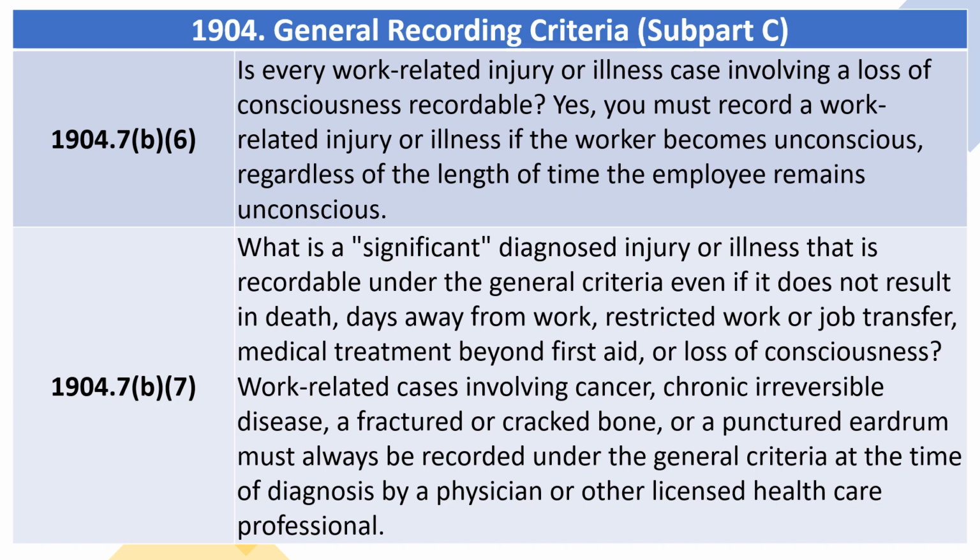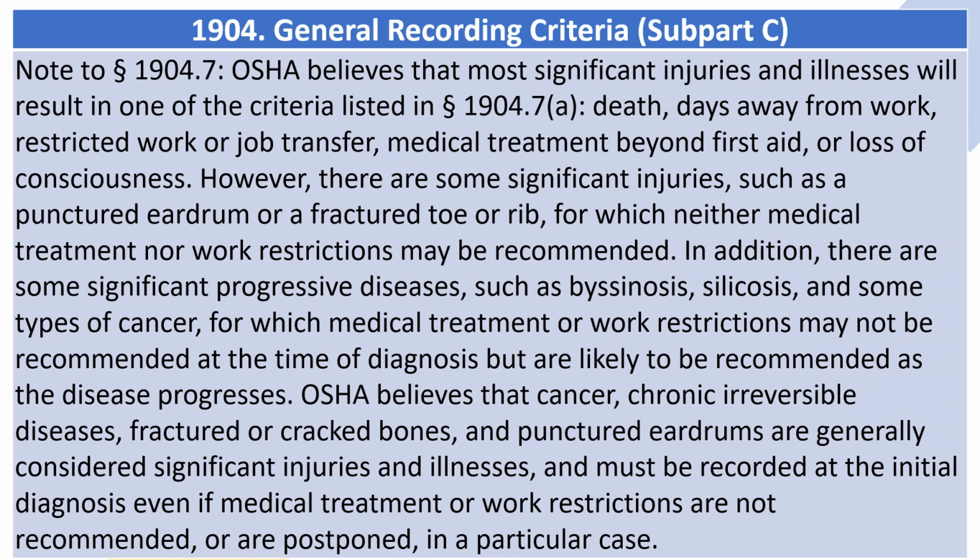1904.7(b)(7) What is a significant diagnosed injury or illness that is recordable under the general criteria even if it does not result in death, days away from work, restricted work or job transfer, medical treatment beyond first aid, or loss of consciousness? Work-related cases involving cancer, chronic irreversible disease, a fractured or cracked bone, or a punctured eardrum must always be recorded under the general criteria at the time of diagnosis by a physician or other licensed healthcare professional. Note to Section 1904.7.